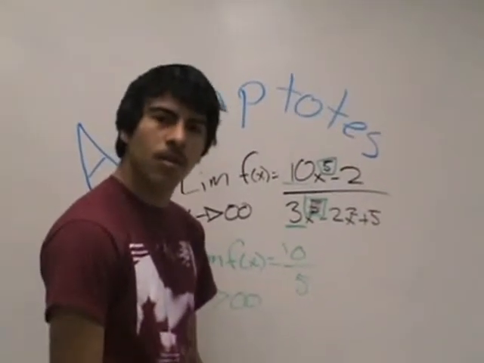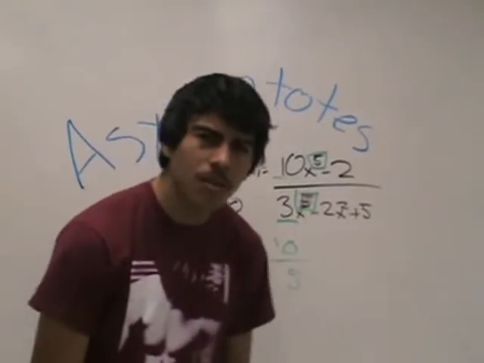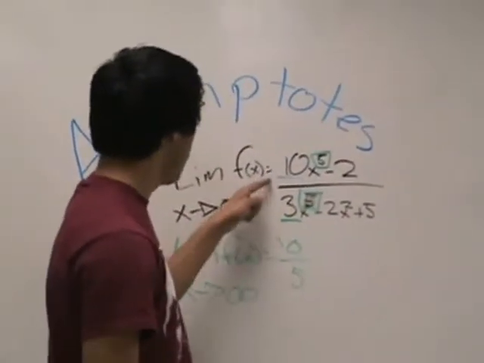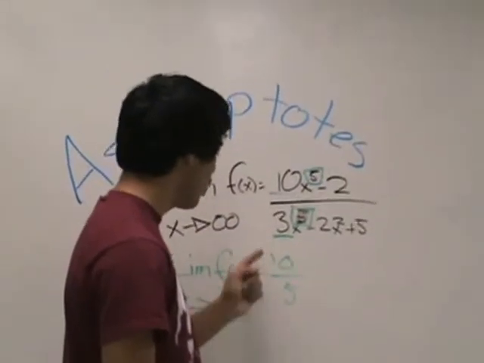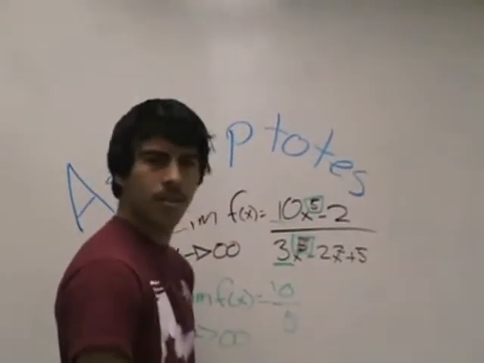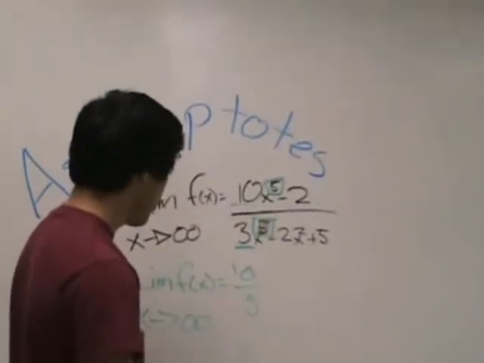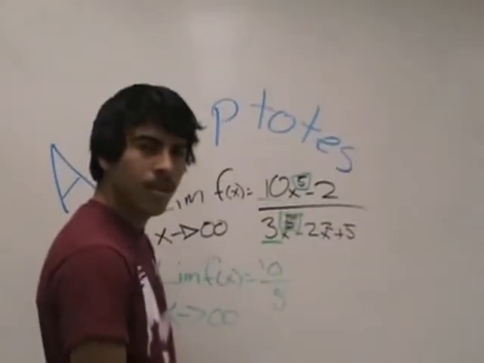Huh? Wait, you see something wrong? What? You notice a 10 up here, there's a 10 up here, but I have a 3 down here and a 5 down here. How can I have something wrong? Are you sure I have it wrong? Look again.